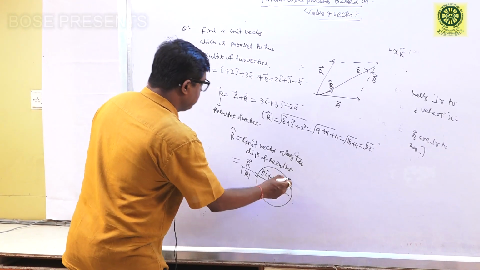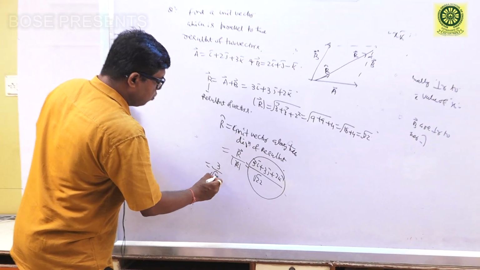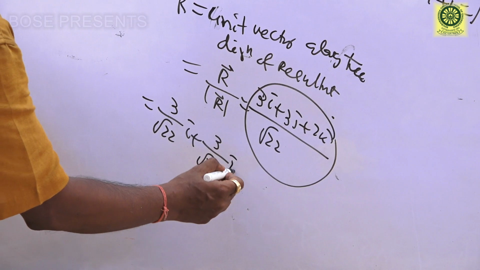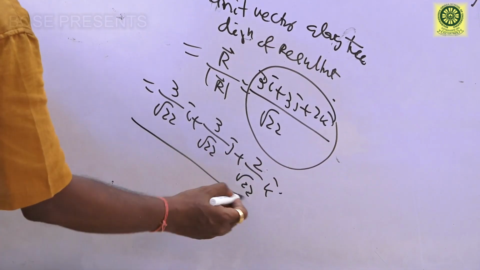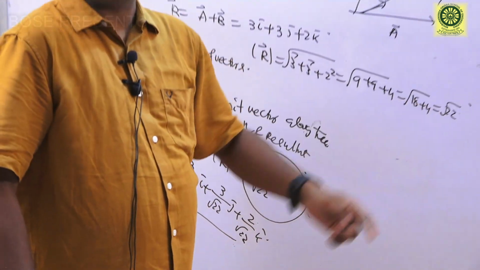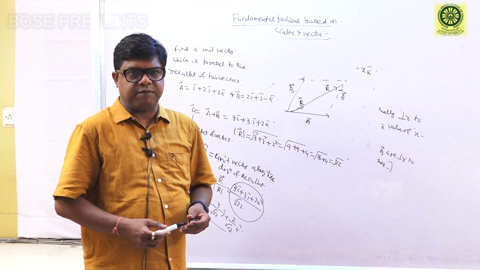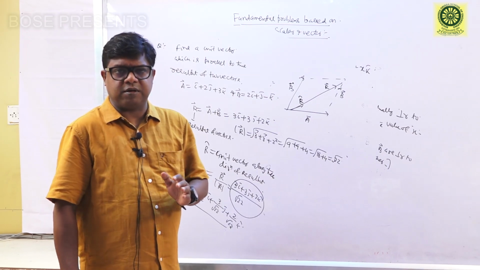So you can write the unit vector as 3 divided by root 22 i cap plus 3 divided by root 22 j cap plus 2 divided by root 22 k cap. So this is the unit vector which is parallel to the resultant of the two vectors. Thank you very much. These are the 5 fundamental questions I have discussed on scalar and vector. Thank you.